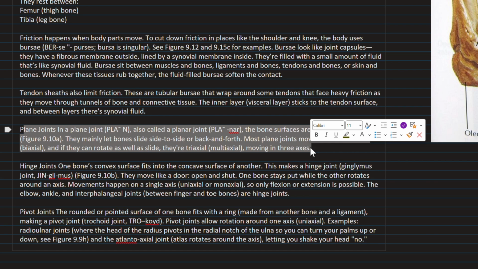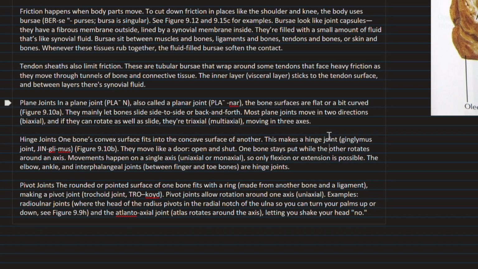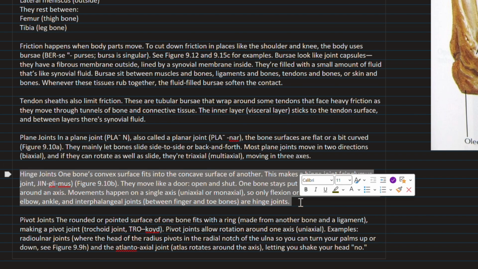Plane joints. In a plane joint, also called a planar joint, the bone surfaces are flat or a bit curved. They mainly let bones slide side to side or back and forth. Most plane joints move in two directions, biaxial, and if they can rotate as well as slide, they're triaxial, multiaxial, moving in 3 axes.